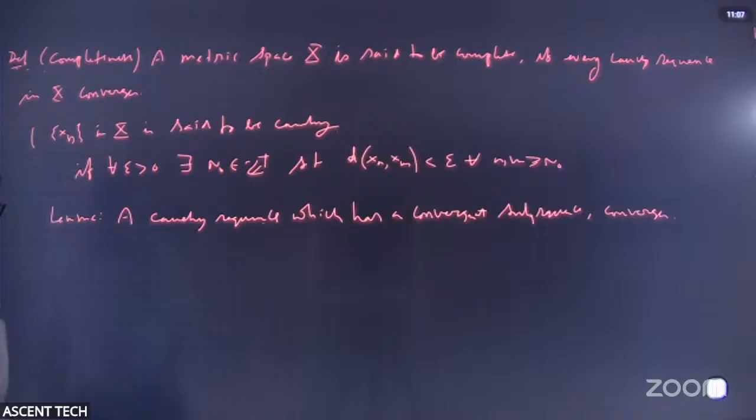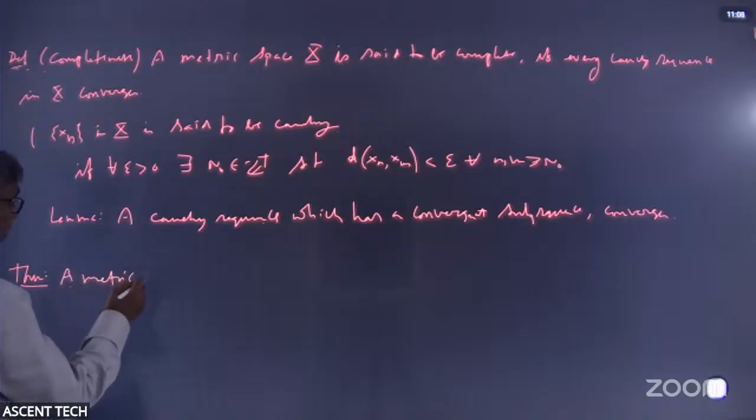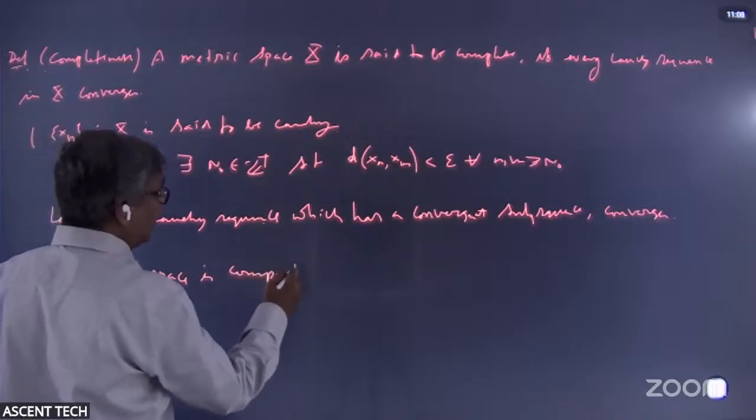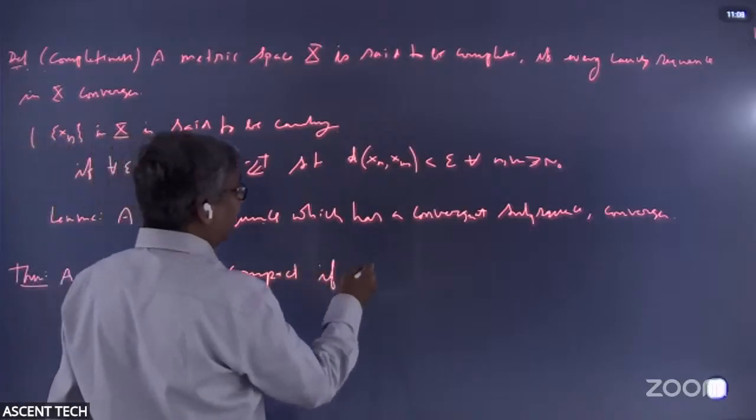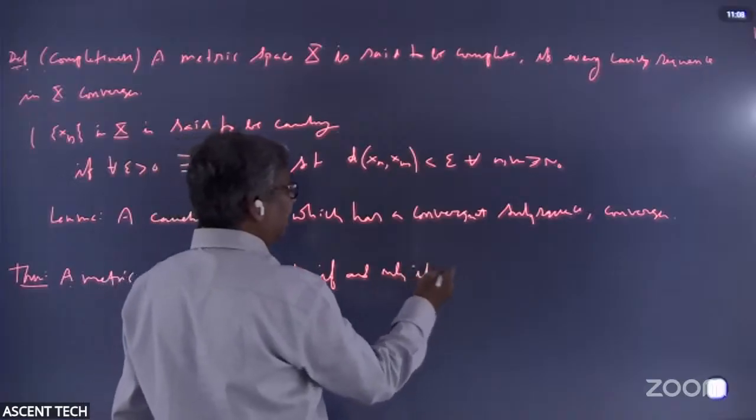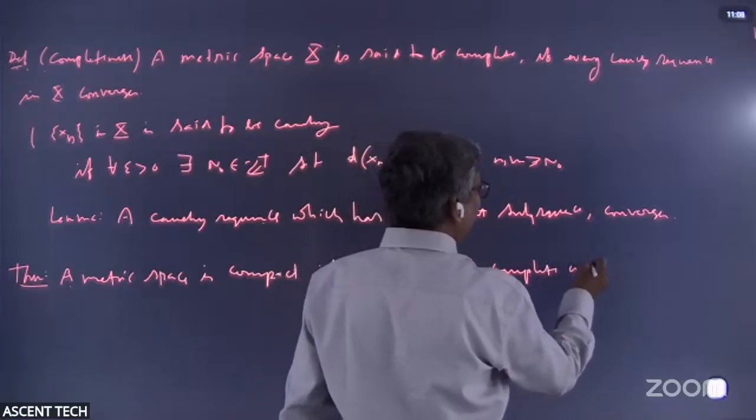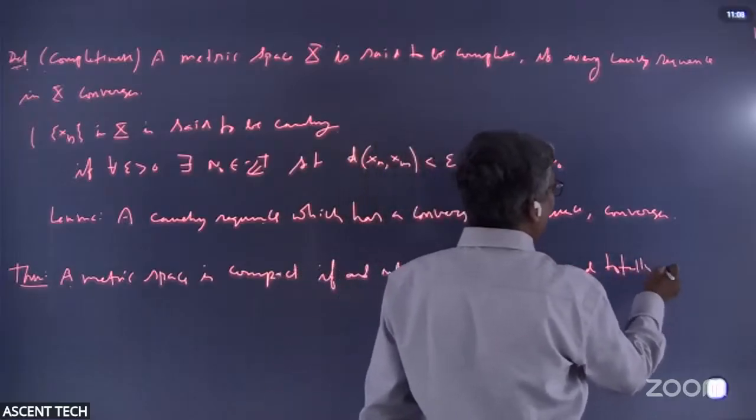So now the theorem I'm trying to prove is that a metric space is compact if and only if it is complete and totally bounded.